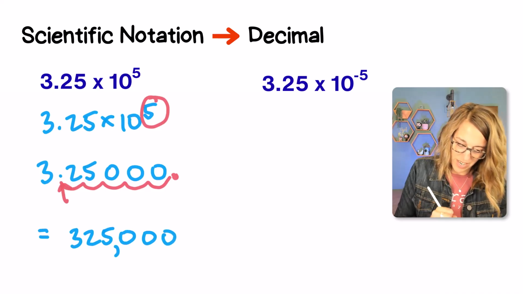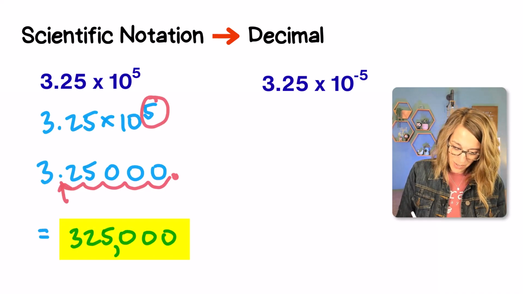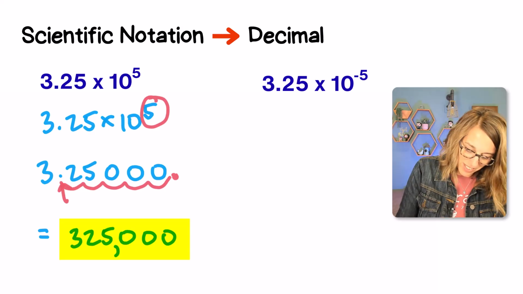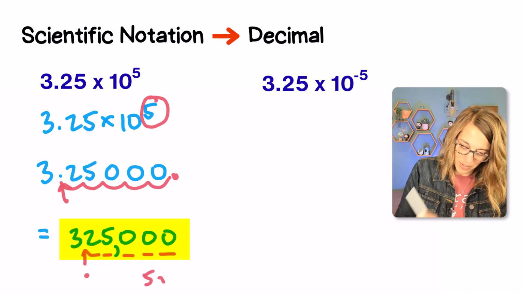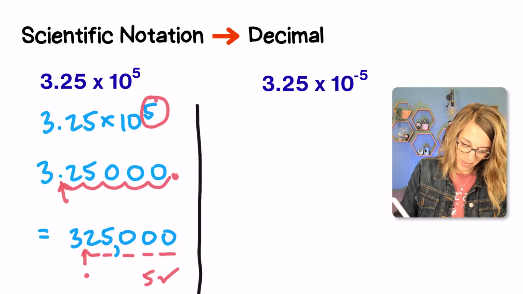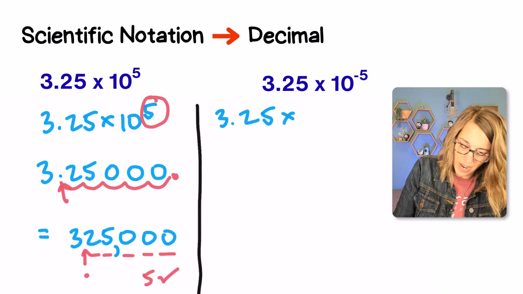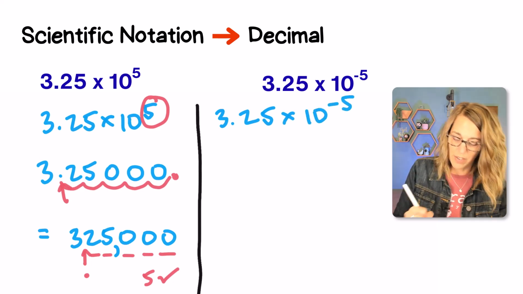Let's put our comma in, and let's make sure that we did it right. As I count those places back to where my decimal was, I've got 1, 2, 3, 4, 5 places before that decimal, so I've got the right form. Here comes the next one. That next example is so similar, 3.25 times 10 to the negative 5th.